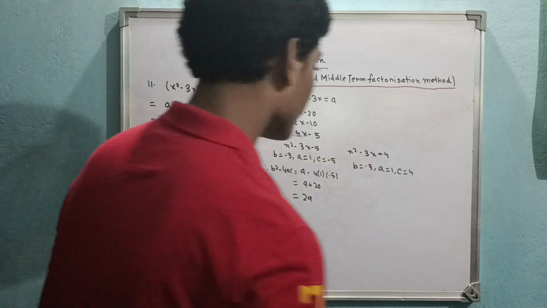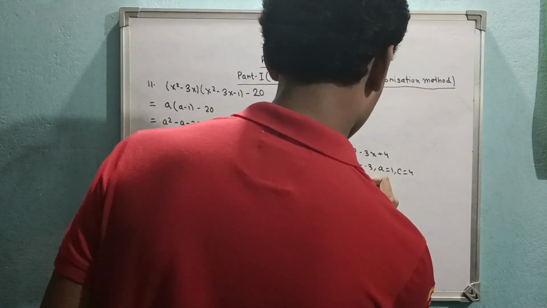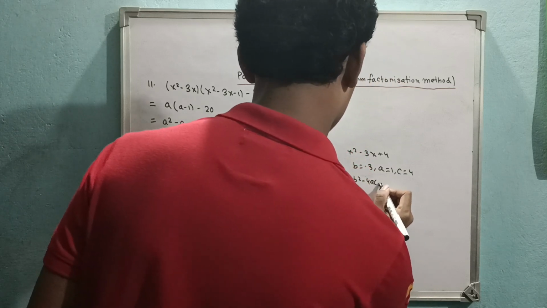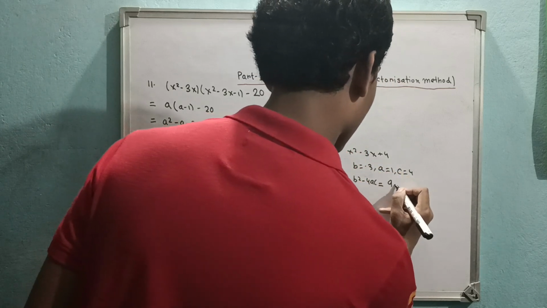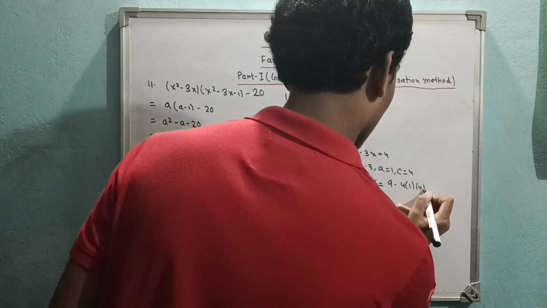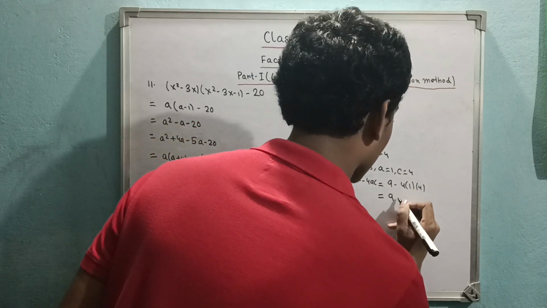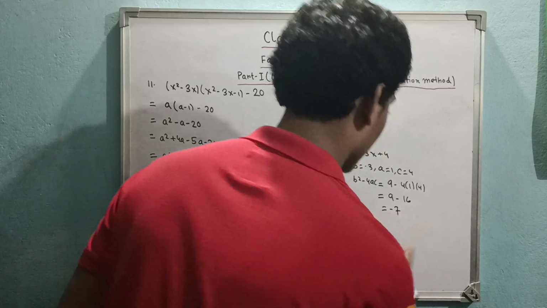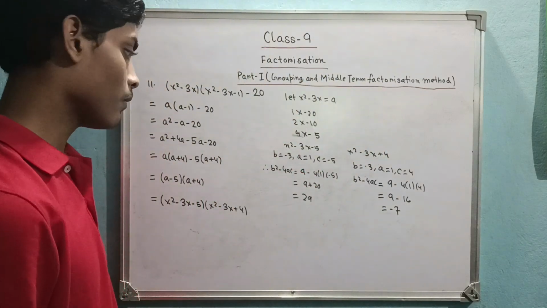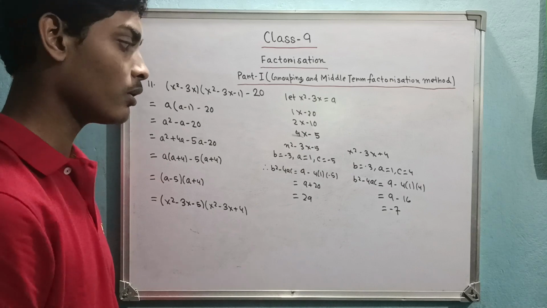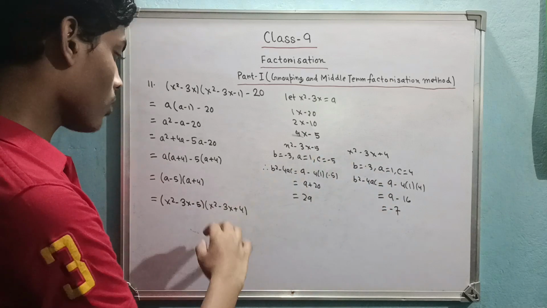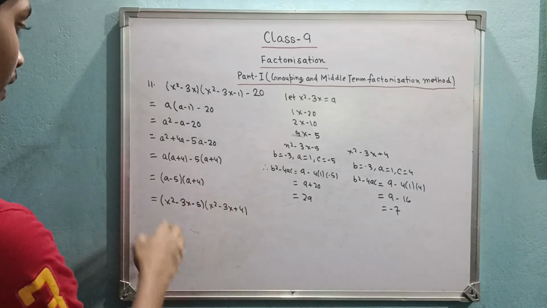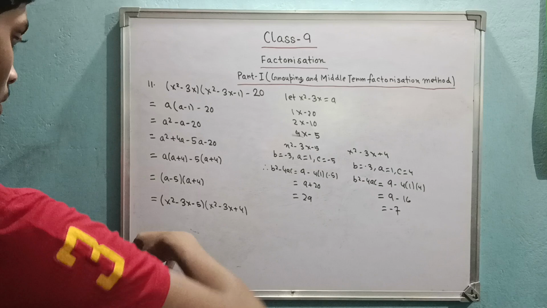And let's see here. Here b square minus 4ac equals minus 3 square, 9, minus 4 into 1 into 4. So it will be 9 minus 16 equal to minus 7. So is minus 7 the perfect square of any number? Absolutely not. So both of these equations are non-factorizable. So the answer will remain as it is, x square minus 3x minus 5 into x square minus 3x plus 4.